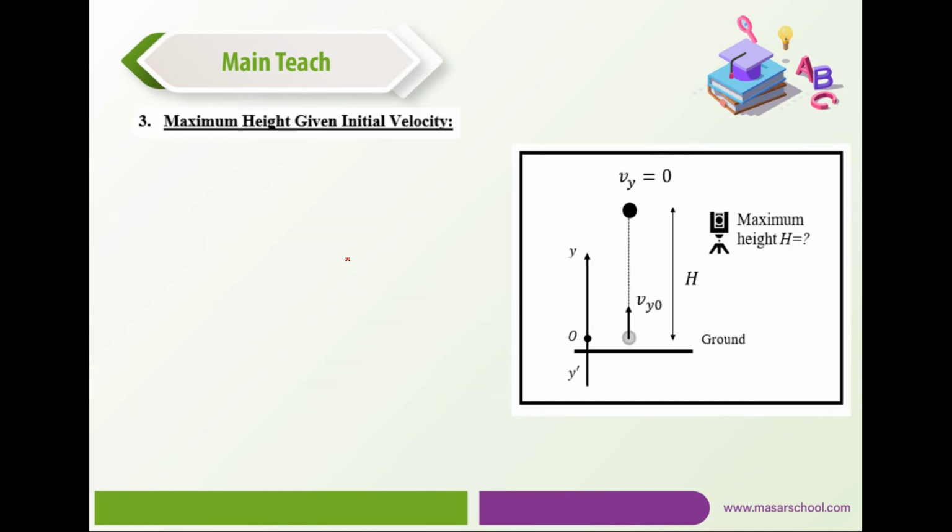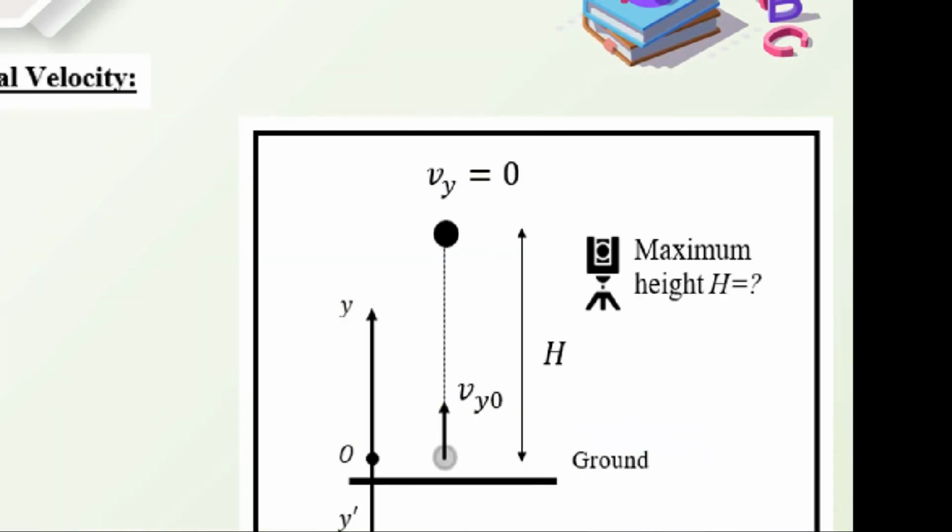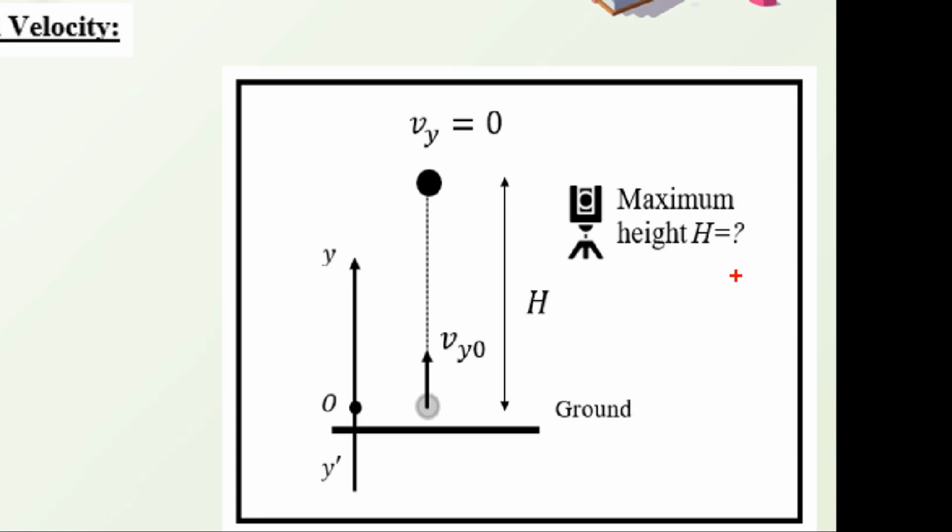Now section 3, maximum height given initial velocity. In this section we are interested in relating the maximum height to the initial velocity. So we can say as follows. Suppose that we launch an object upward with an initial velocity. What would be the maximum height, how would the maximum height be related to the initial velocity?